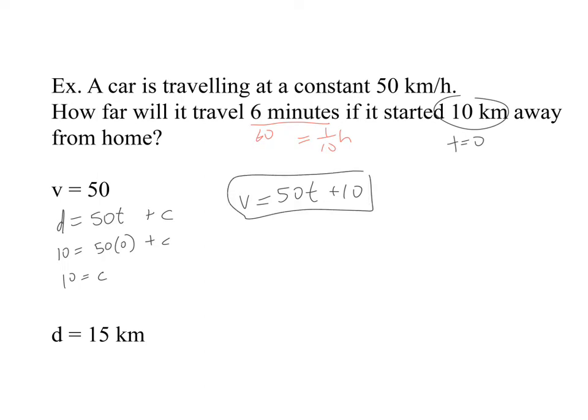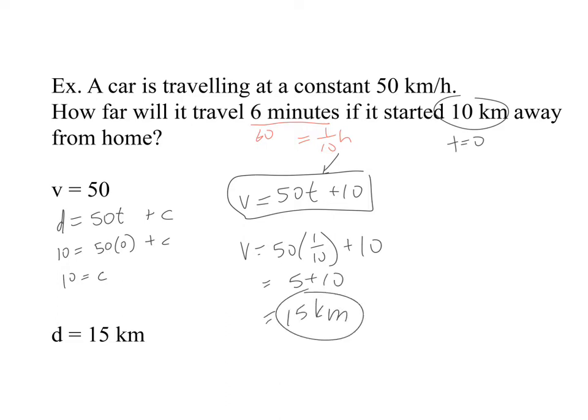And that's our equation now that we can solve the question. So it says, how far will it travel in 6 minutes, or 1/10 of an hour? We plug that into our equation. So 50 times 1/10 plus 10, that would give us 5 plus 10, or a total answer of 15 kilometers. And we can see that that's our answer that I printed in the question.